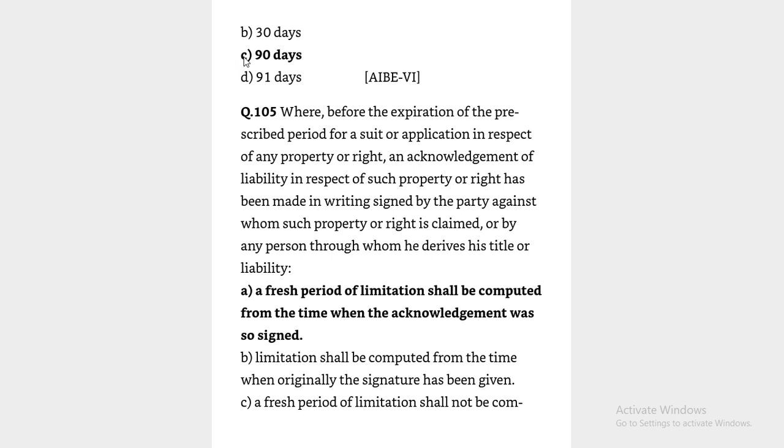The period of limitation for an action by a principal against his agent for movable property received by the latter is 3 years.